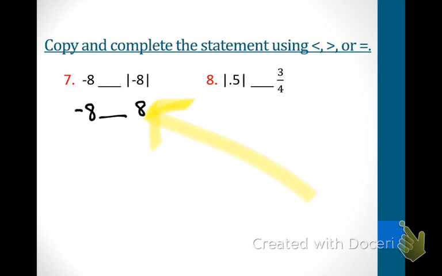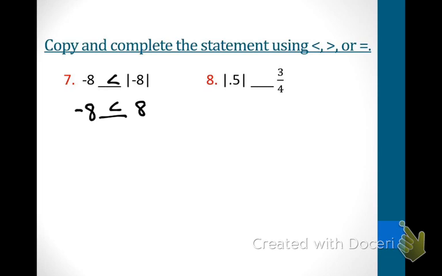Okay, so Harmony, negative 8 and positive 8. What sign should go there in the middle? Okay, very good. It's going to be less than because negative 8 is less than the absolute value of negative 8. Let's go on to the next one.